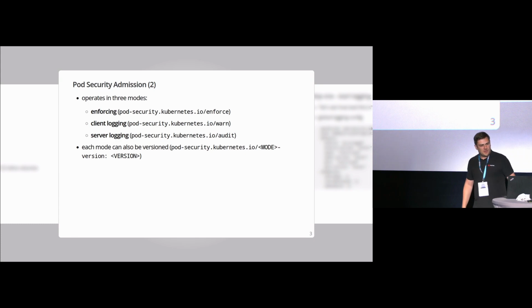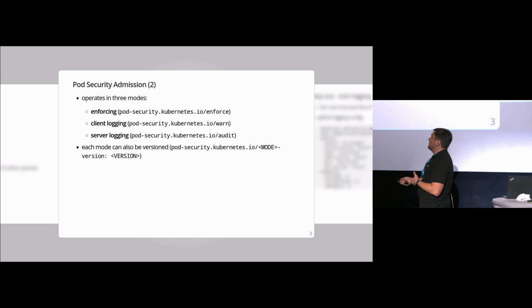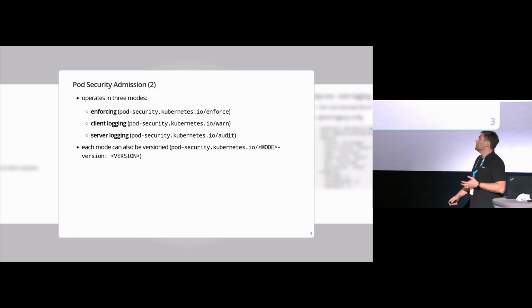Some more about the pod security admission that you should also know is that it operates in 3 modes. It is enforcing, client logging, server logging. You can set each of these. You can set a specific security profile to each of these, so you can be enforcing in, let's say, a baseline profile, and then you can be logging in restricted, and also logging on client and server in restricted.